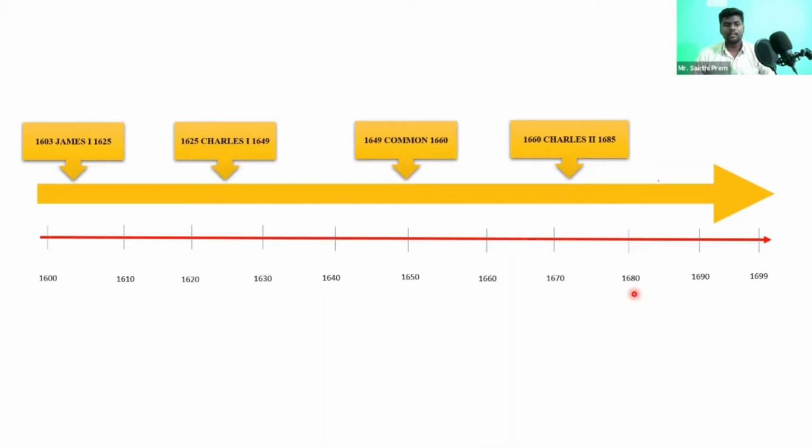Then you have what would be the Commonwealth period. The Commonwealth period is actually a period of perfect democracy in a sense, but it was held under the control of Oliver Cromwell, who was the Lord Protector of England. And following that, you have the Restoration, which is sort of a rebirth of the monarchy form of government.